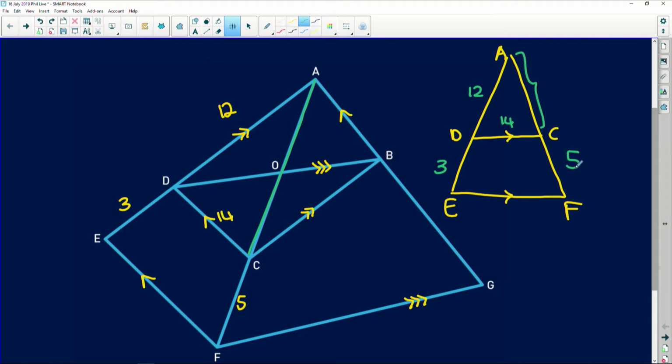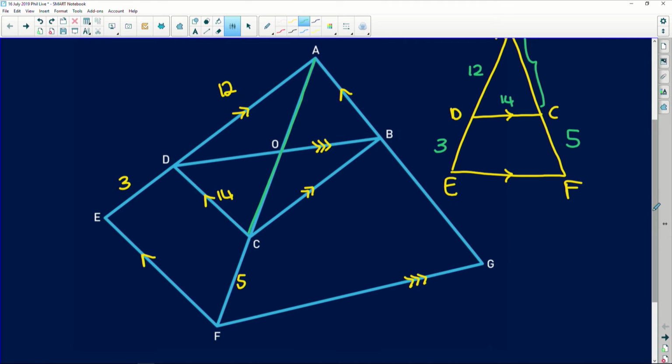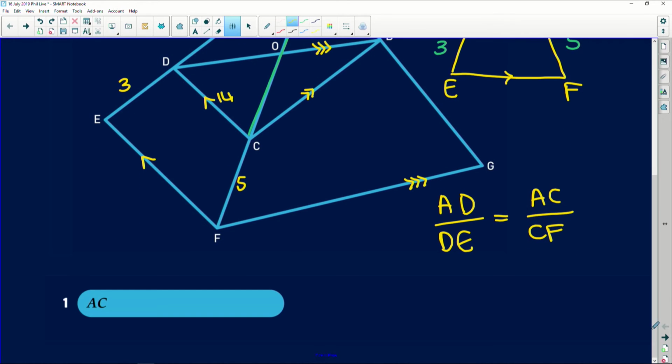We also have 5 over here. CF is 5. So if we're trying to find AC, it makes sense to go with AD over DE equal to AC over CF. Don't forget to give a reason: line drawn parallel to one side of the triangle.